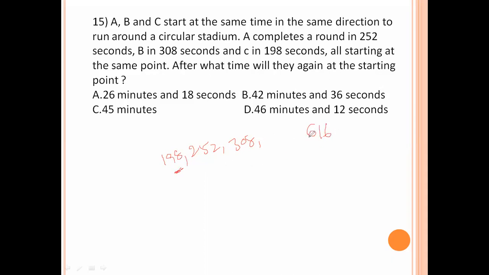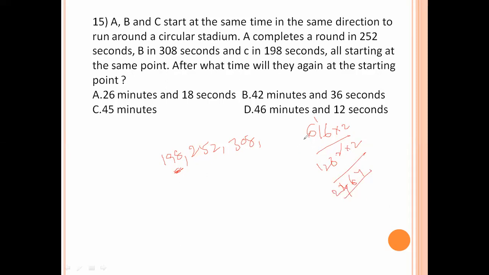308 times 3 is not divisible by that one. 308 times 4, 616 times 2, that means 12. This is also not divisible by 198. So 2 times 2 is 4, 2 times 3 is 6, 2 times 1 is 2. It is divisible by 660.